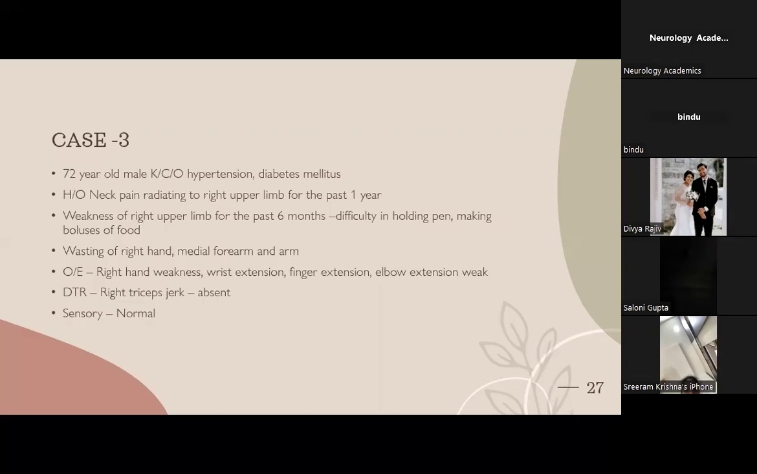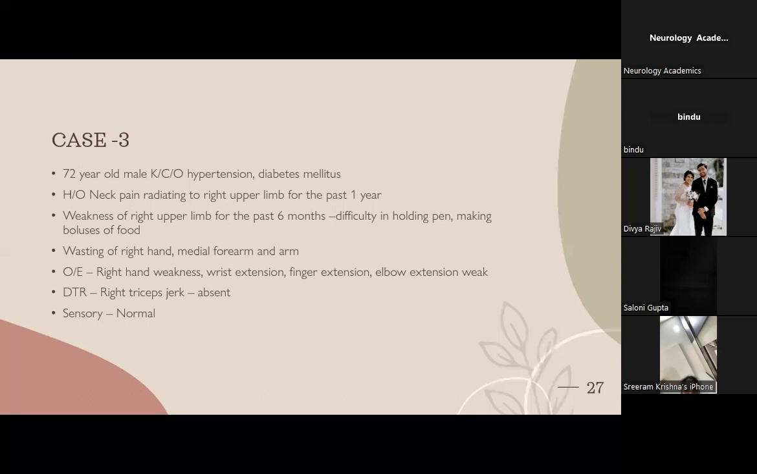So the history is of a 72-year-old male with comorbidities, with neck pain with radiation, and he has weakness of the right upper limb with difficulty in holding a pen and making boluses of food. Difficulty in holding a pen could be due to weakness of opponens pollicis or the finger flexors and the interossei also. And difficulty making boluses of food could also be due to finger flexors and interossei being weak. And there is wasting of the right hand, the medial forearm and the arm.